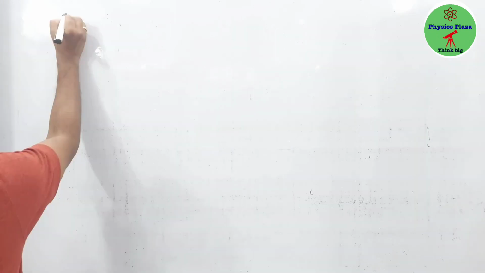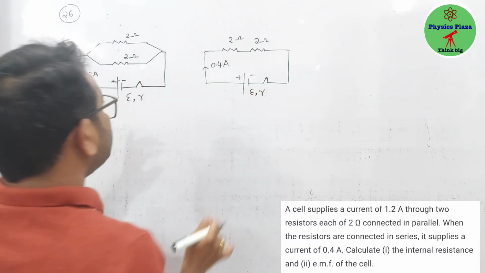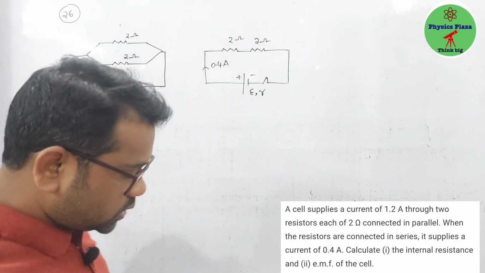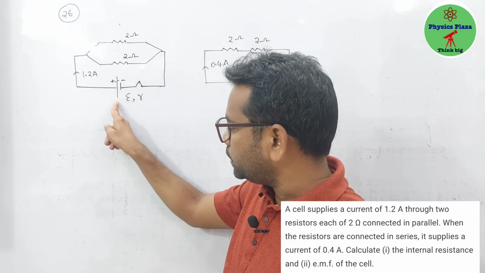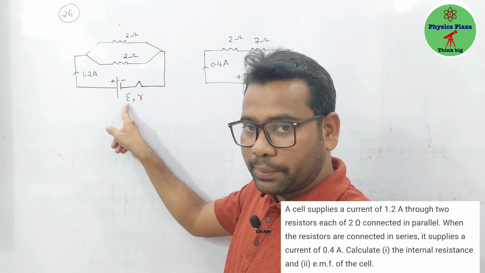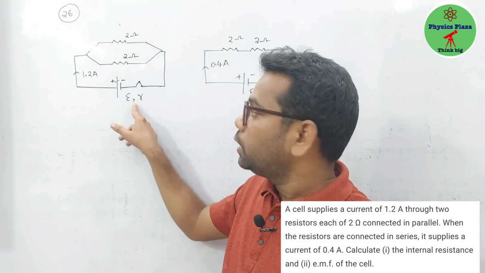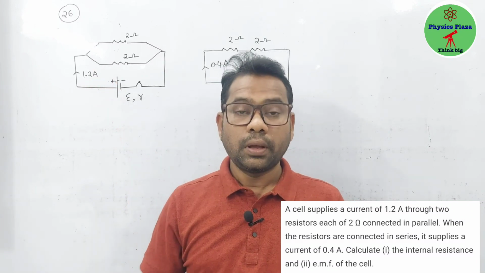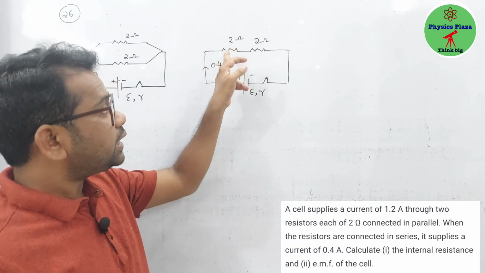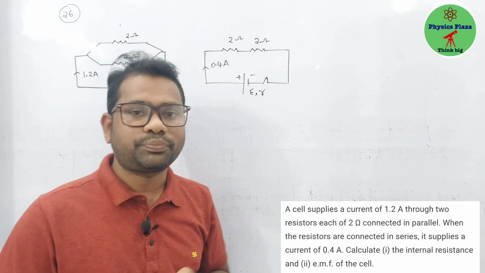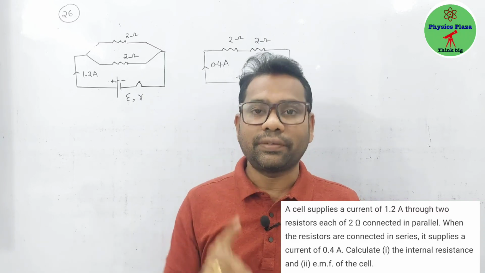Copy it. Now question number 26, EMF comma R, children. As per the question, first 2 resistors with the same resistance 2 ohm are connected in parallel with one battery whose EMF and internal resistance are unknown. When these two are connected in parallel with this cell, 1.2 amperes current is drawn. But the same 2 resistors with the same cell, now connected in series, 0.4 ampere current is drawn. Then they are asking us to find the EMF and the internal resistance of the cell given. Okay, fine, children.